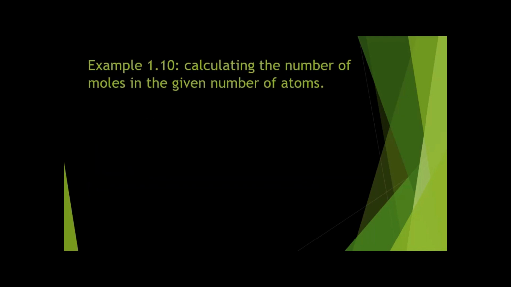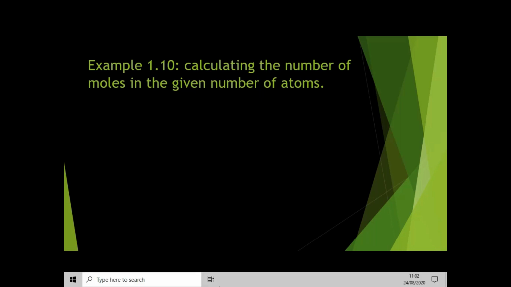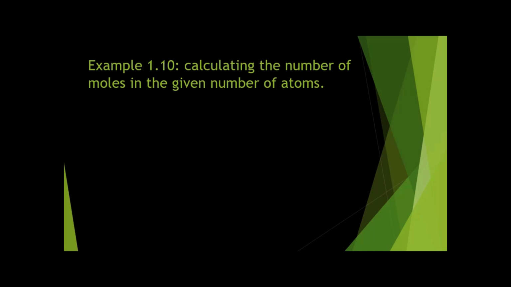Now example 1.10, calculating the number of moles in the given number of atoms. It means that now we have to find the number of moles. Now in this case we have to find the number of moles while number of atoms are given. While in a previous question we had to find the number of atoms while the number of moles were given. But it is a reverse of previous question. In this condition we have to find the number of moles while number of atoms are given.